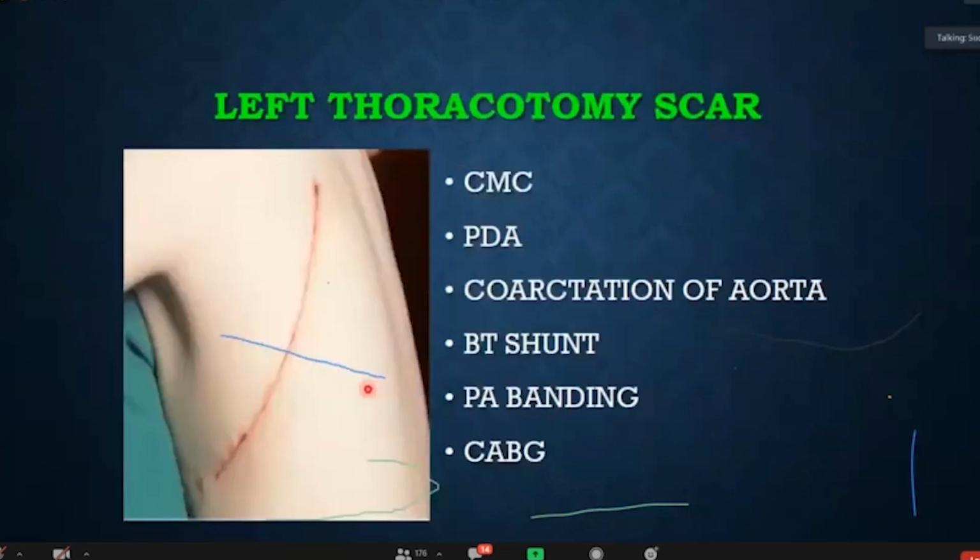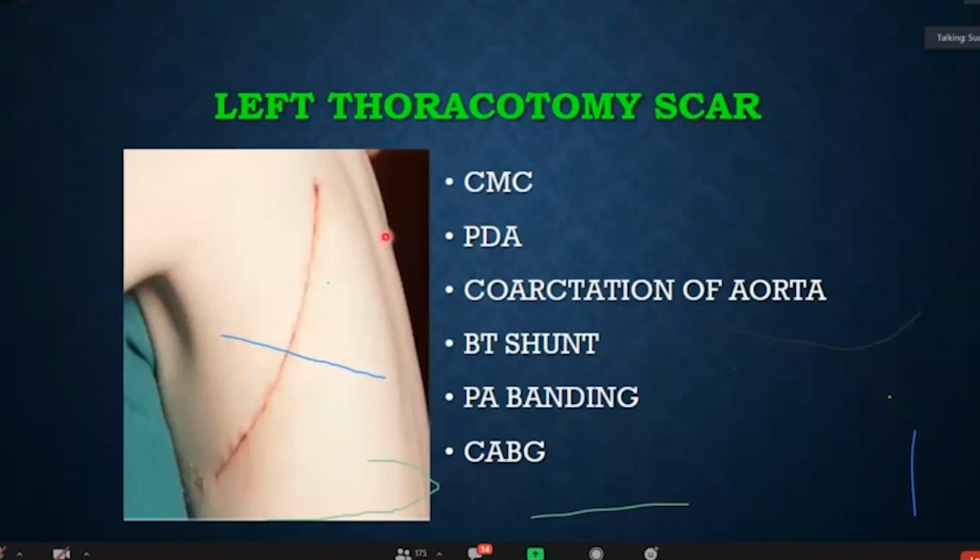Now, the two important things. In any case, in general examination, look for any scar. Let it be central scars, let it be left thoracotomy scars, let it be right thoracotomy scars. One of the important ones is the left thoracotomy scar. If a 45-year-old or a 30-year-old congenital heart disease patient presents to you with a left thoracotomy scar, always remember what surgeries can be done through a left thoracotomy.